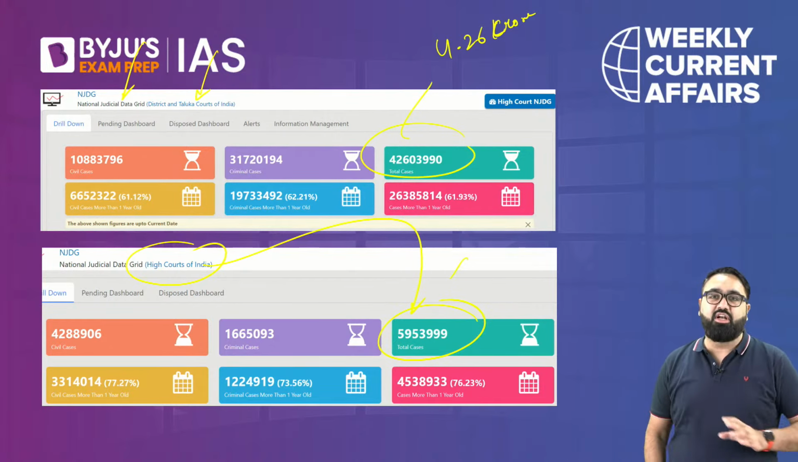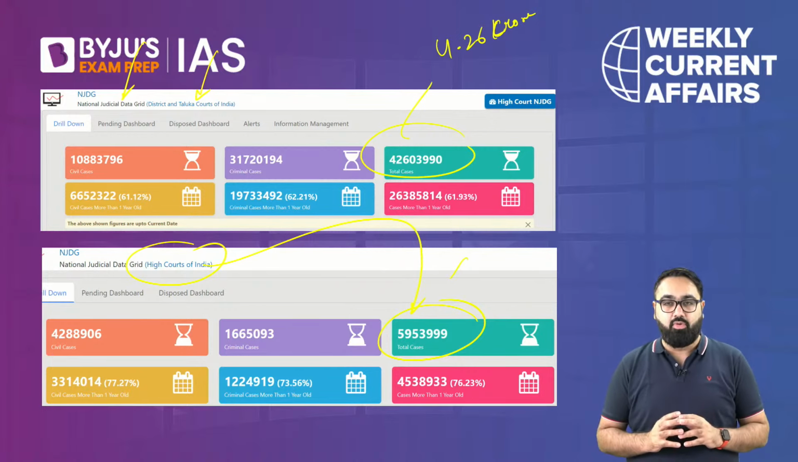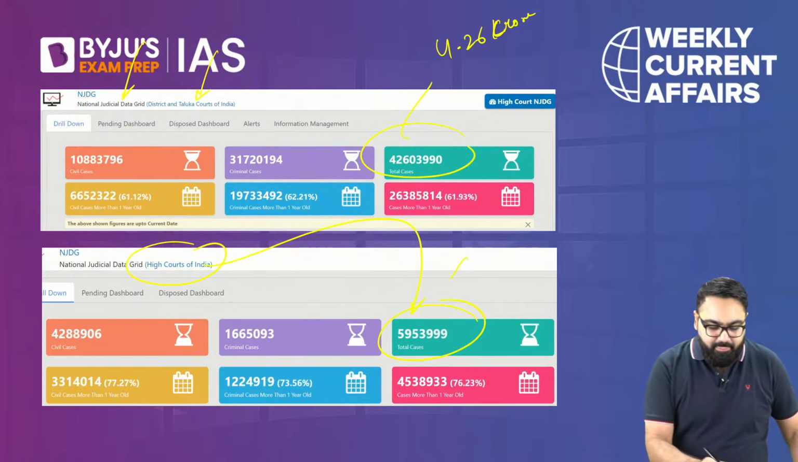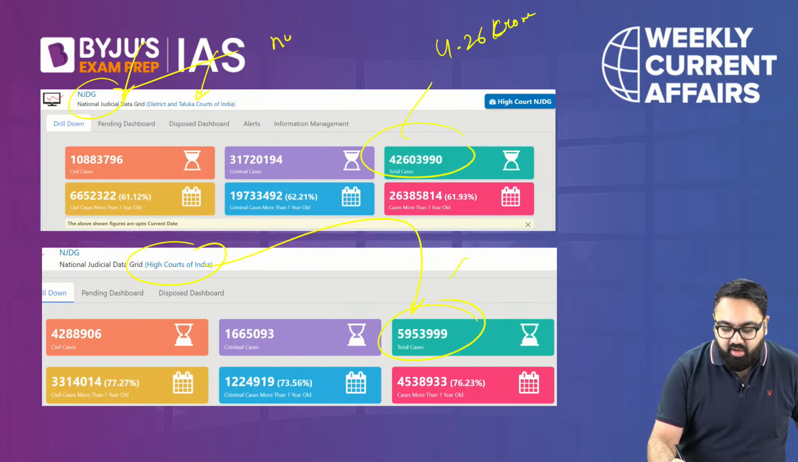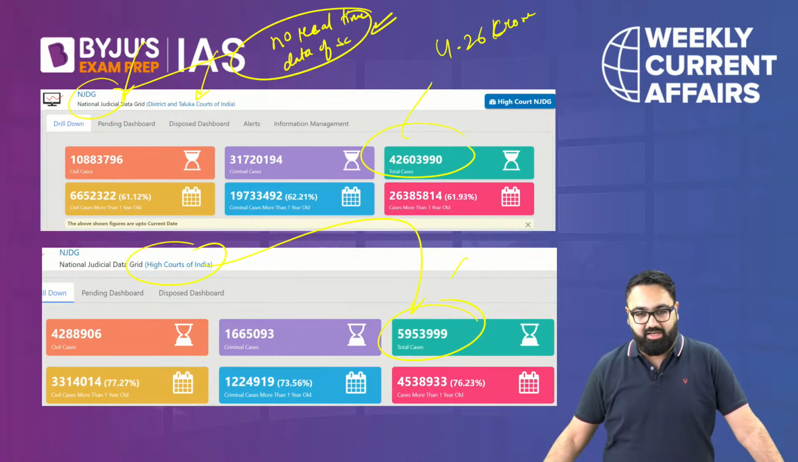The National Judicial Data Grid does not have a real-time dashboard for the Supreme Court. Please do remember this. They don't have real-time data of the Supreme Court. That is also a demand that has been made, that the Supreme Court should also publish the real-time data.